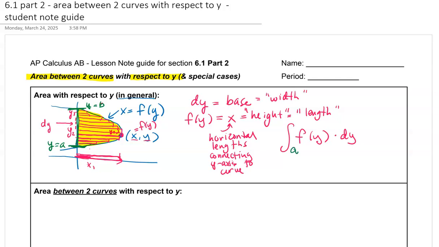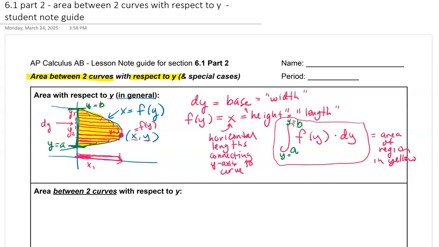So I would integrate from a to b, but this time it's a y value of a to a y value of b. And this integral is how we would find the area of this region in yellow in terms of y. This integral would just spit out a number that would be telling me how many square units that area is. So that is the area with respect to y in general.